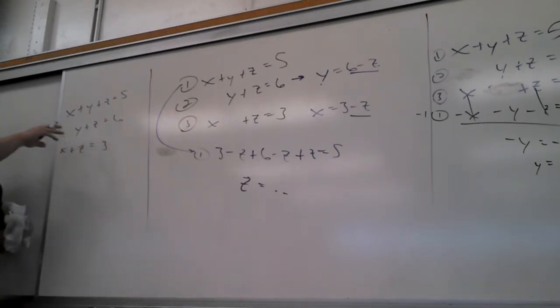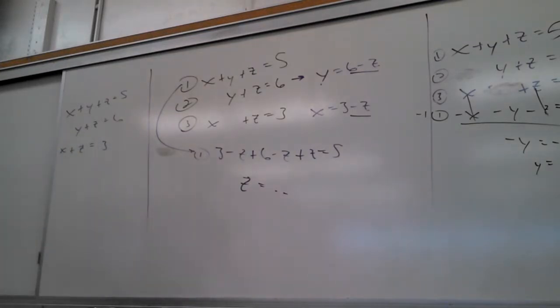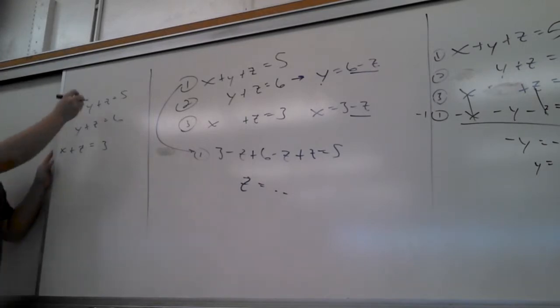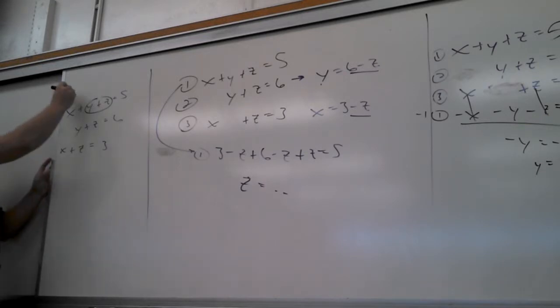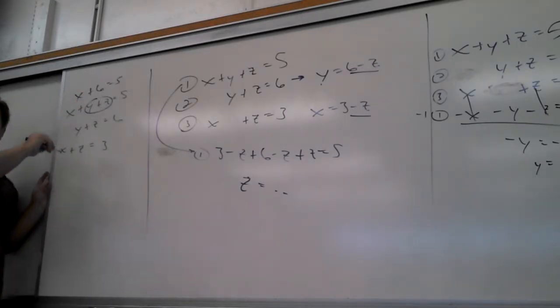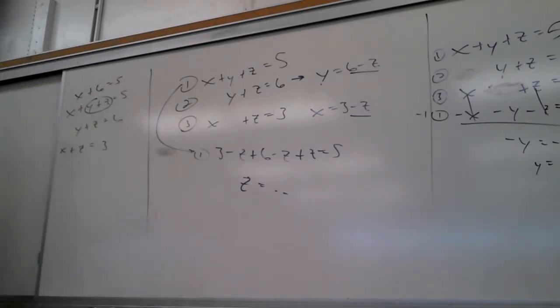What's the second statement say? It tells me that y plus z is 6. So any time I see y plus z, I can replace it with 6. So doesn't it say x plus 6 equals 5? So now x equals negative 1. Do you see that? Do you understand what I'm saying?